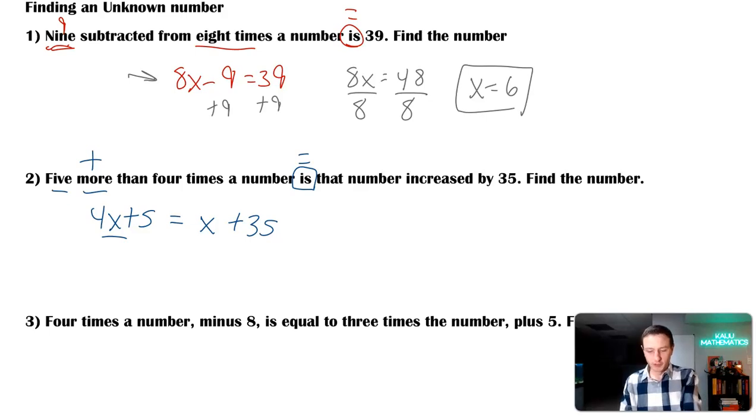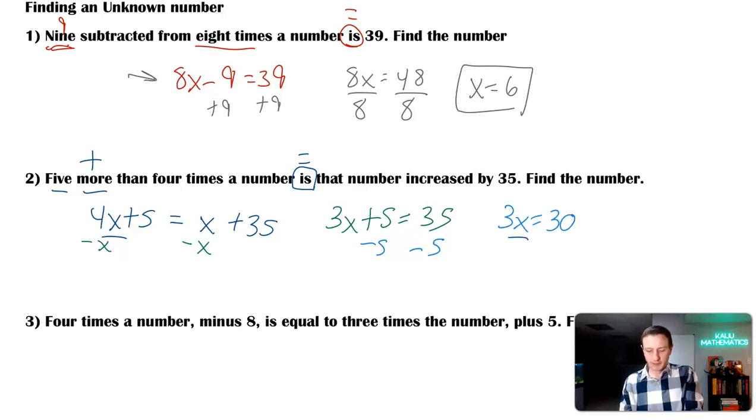Now the hard part is over, so now it's just the solving. Let's subtract x from both sides. I get 3x plus 5 equals 35. And then we want to subtract 5 from both sides. 3x equals 30. And we divide by 3, giving us x equal to 10.